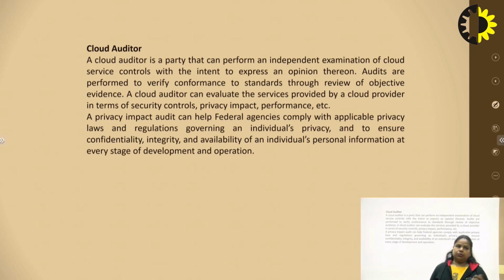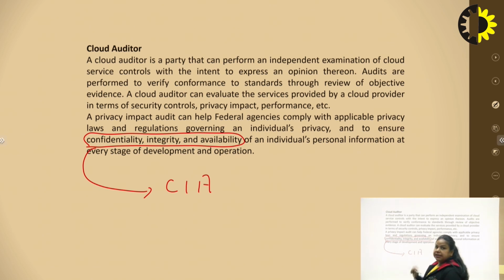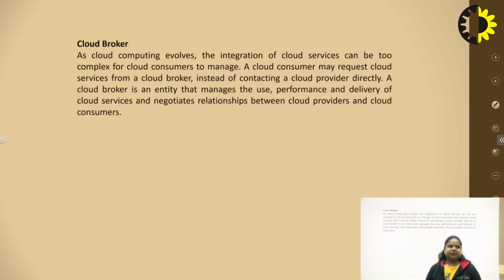Similarly, when I'm talking about the cloud auditor, they can help federal agencies maintain their privacy laws so that they can safeguard an individual's privacy and give assurance of the confidentiality, integrity, and availability of the individual's personal information. So basically, we are talking about three terms in the cloud auditor, which is also called CIA: confidentiality, integrity, and availability.